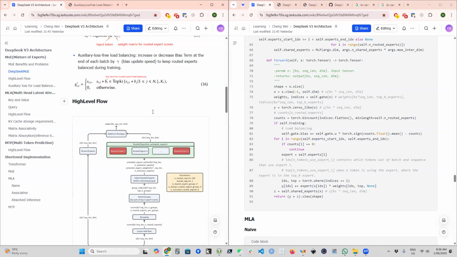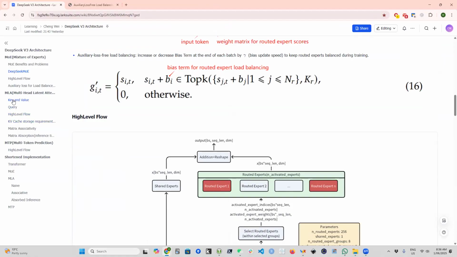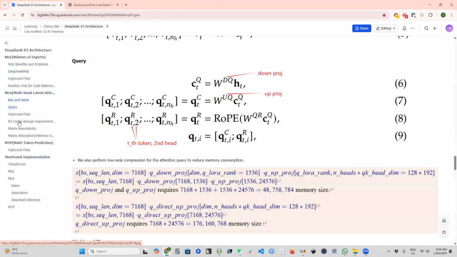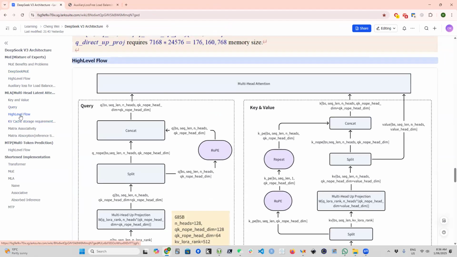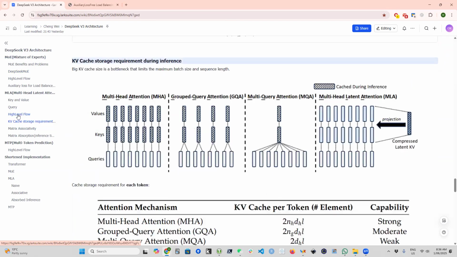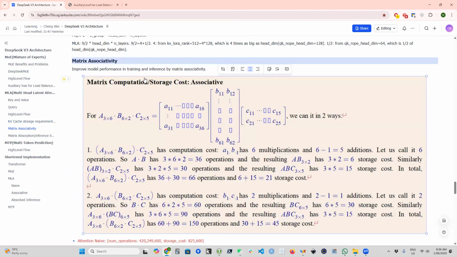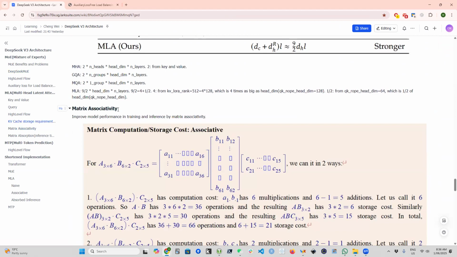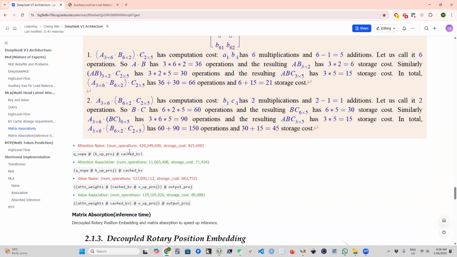Okay, let's keep going. So last time we discussed the higher concept of multi-head latent attention, and we already went through the high level flow. Then we also discussed the matrix associativity, and how it maps to the associativity implementation in DeepSeek. If we don't do associativity, then it becomes the naive version. So we explained up till here.